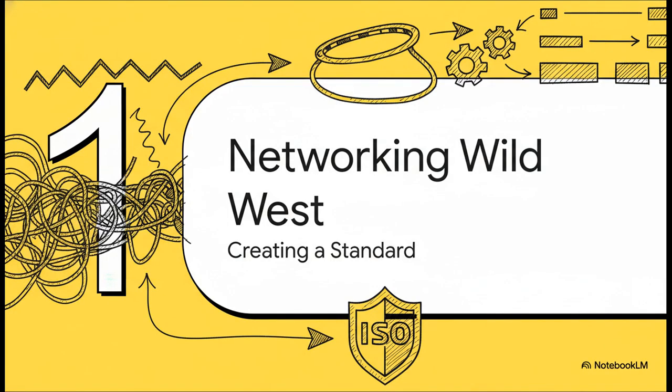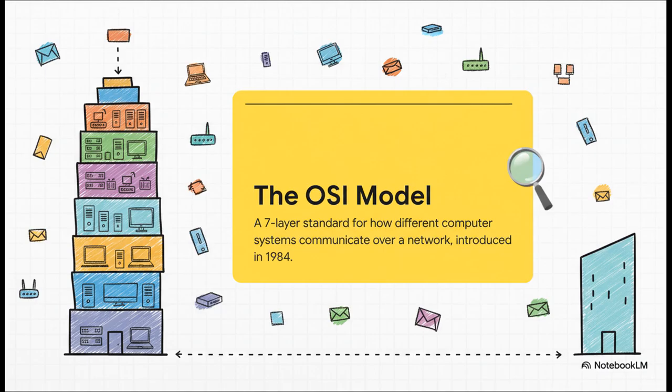So to tame this networking Wild West, the International Organization for Standardization came up with a universal standard way back in 1984. It was designed to bring order to all that chaos, a common framework that any system, anywhere, could use to communicate. And this is it, the Open Systems Interconnection Model, or what everyone just calls the OSI model.